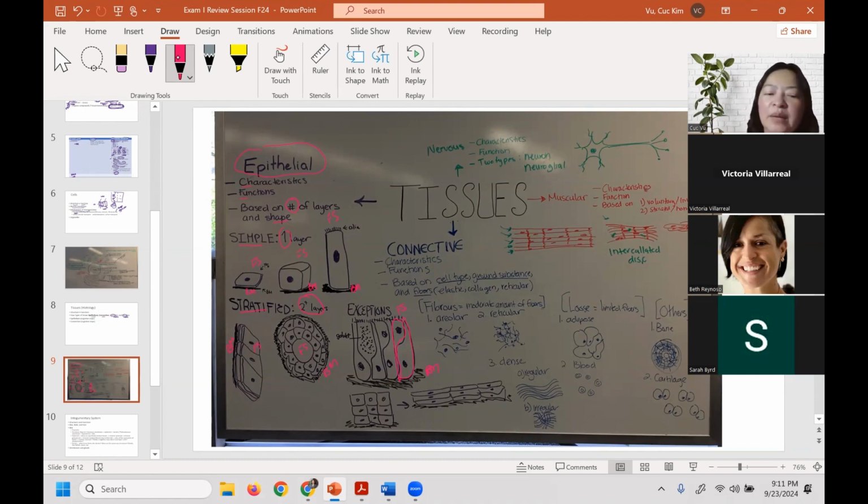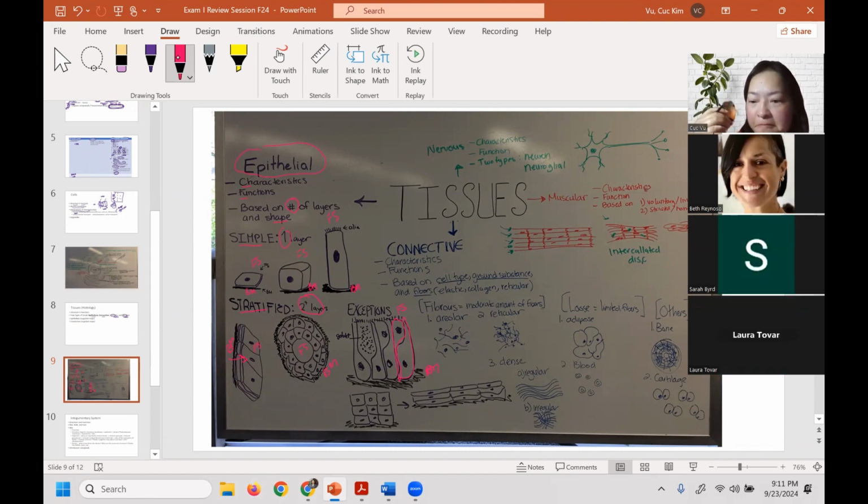How about this next one? From the basement membrane counting up to the free surface, is there more than one or just one layer? Multiple layers. Yep, more, so it's stratified. And then identify the shape for me. Cuboidal? No. Columnar? No. Squamous. Yes.